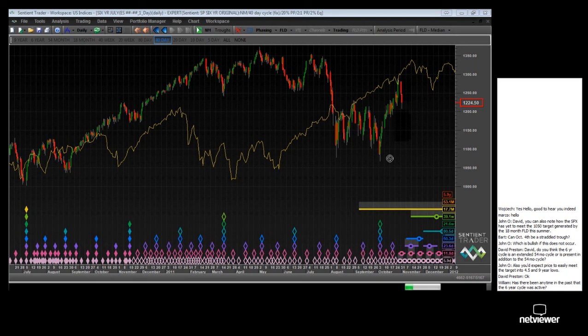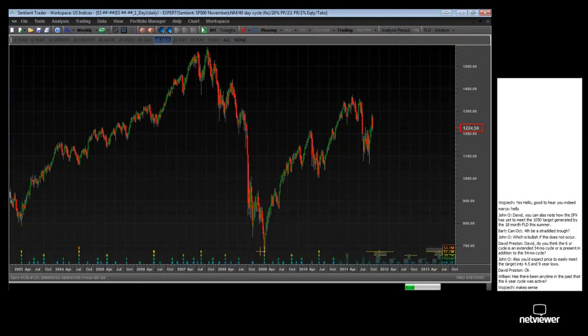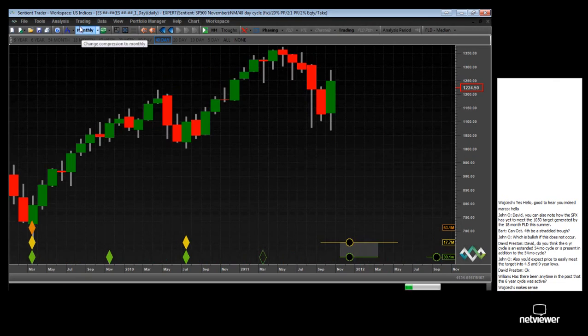But because troughs are synchronized, every third 6-year cycle will be synchronized with every fourth 4.5-year cycle. So as a result, the 6-year cycle tends to be camouflaged a little bit. Okay, I hope that makes some sense.